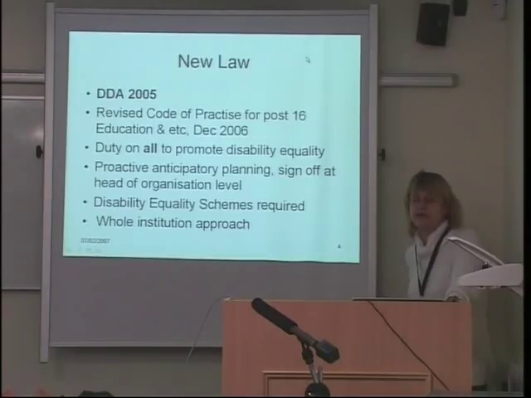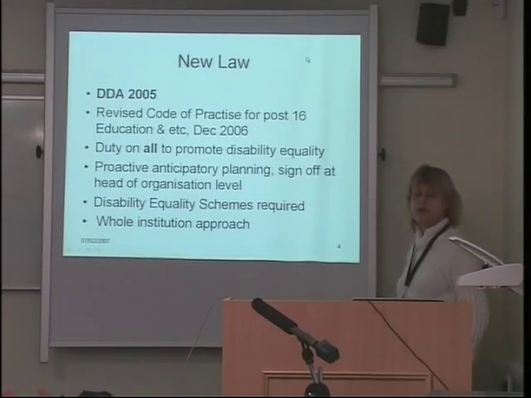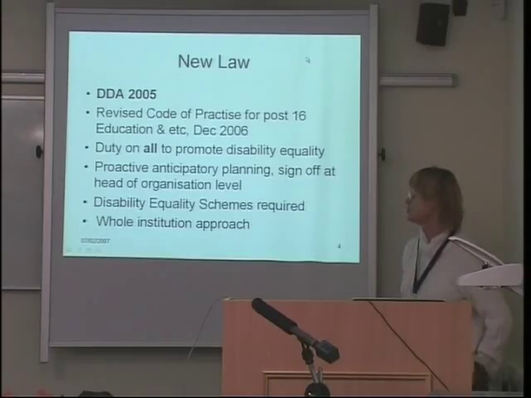And a revised code of practice for post-16 education and related services, December 2006. And it's this law which particularly places a duty on all to promote disability equality. Organisations have to do proactive anticipatory planning with a sign-off at the head of organisation level, and organisations are required to produce disability equality schemes, and that was required for December 2006, and this should be a whole institution approach.